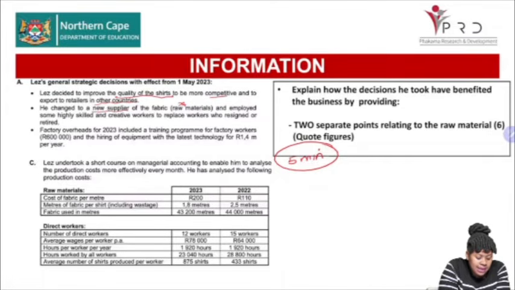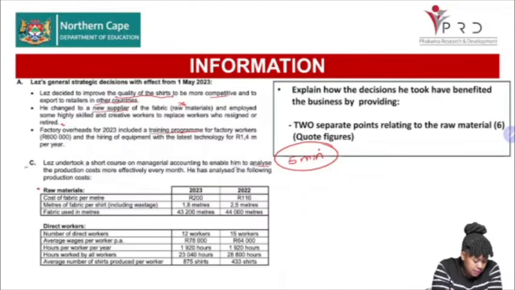He also employed highly skilled creative workers to replace the workers who resigned or retired. Factory overheads for 2023 included a training program for factory workers, worth 600,000, and hiring of equipment with the latest technology for 1.4 million per year. Information C states that Les undertook a short course of managerial accounting to enable him to analyze the production cost more effectively every month. He has analyzed the following production costs.